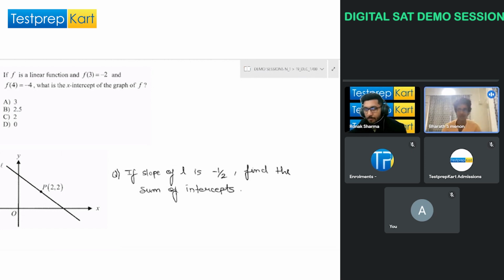C for the first one. It took this much time because I actually realized I found the y-intercept, not the x. Okay, no problem. I'll tell you about the intercept also.